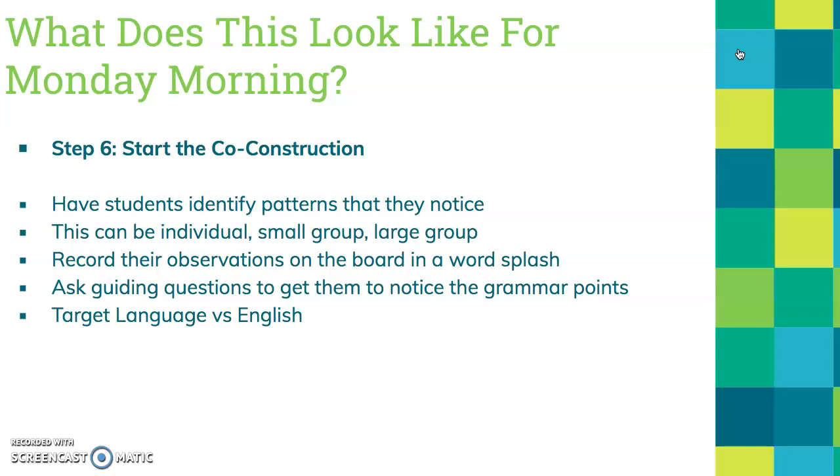From there, you're going to start your co-construction. So you're going to have students identify the patterns that they notice. They can be individual, small group, large group. I like to do it as the think, pair, share. Work by yourself, see what you notice. Then work with your partner because they notice sometimes things that you might have missed or vice versa. And then share out to the large group.